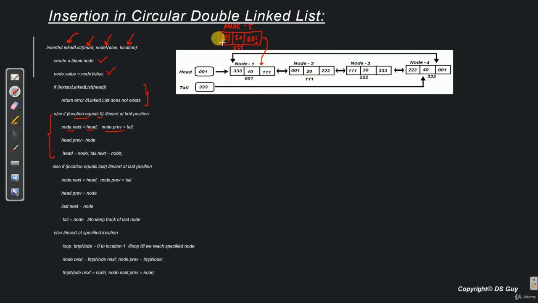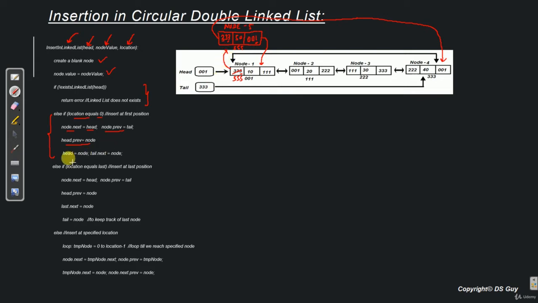Why have we inserted it here? Because we want to create a link between this node and the last node. Because remember that in the circular double linked list, the first node always points to the last node and the last node always points to the first node. Now the next step is head.previous equal to node. So what is head.previous? Head.previous is this reference. This is equal to node. That means we put 555 here. So this will create a link between node 1 and node 5.